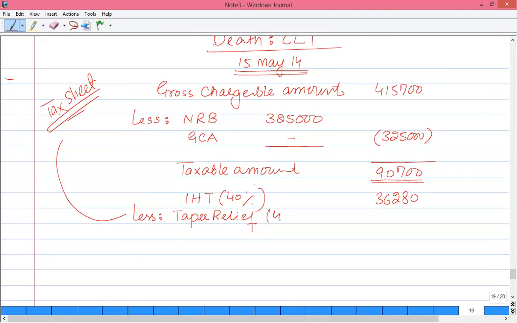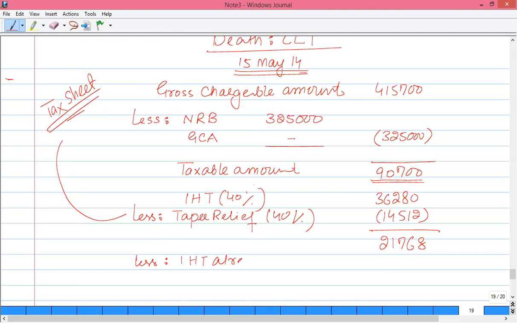So we have 40% taper relief, and that becomes 36280 into 0.4. So the reduction is 14512, and the remaining amount, that is 36280 minus 14512, becomes 21768. And then deduct the IHT already paid.